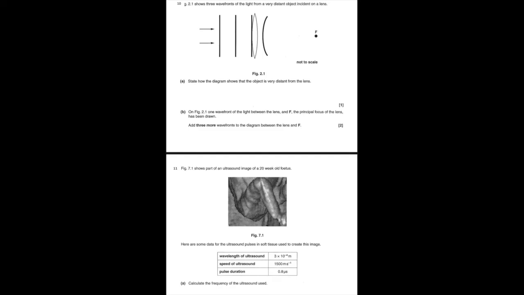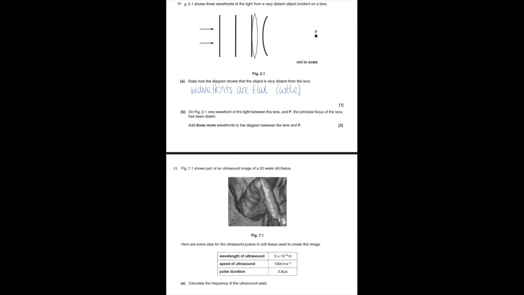Okay, looking now again at a lens diagram, with a slightly different emphasis this time. State how the diagram shows the object is very distant from the lens. Remember, the further the light has travelled, the less curvature it will have. So the key thing here is that as these wavefronts arrive at the lens, they are flat. Any words to that effect, anything to signify that these wavefronts are flat. It's not sufficient to say they're parallel, but it is okay to say that they are flat.